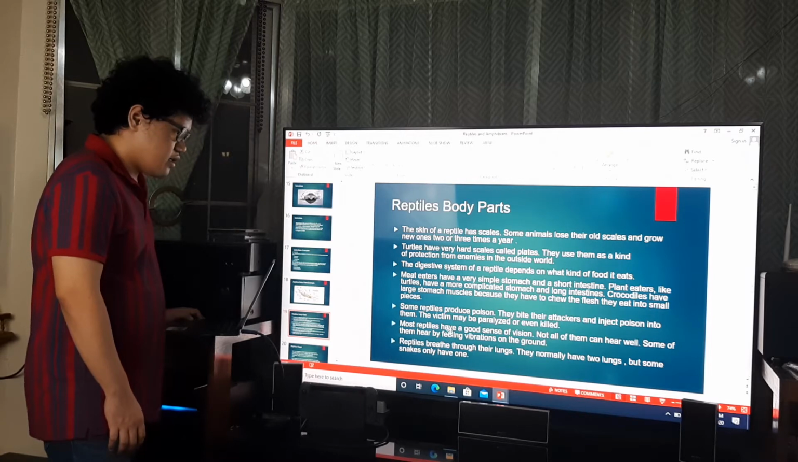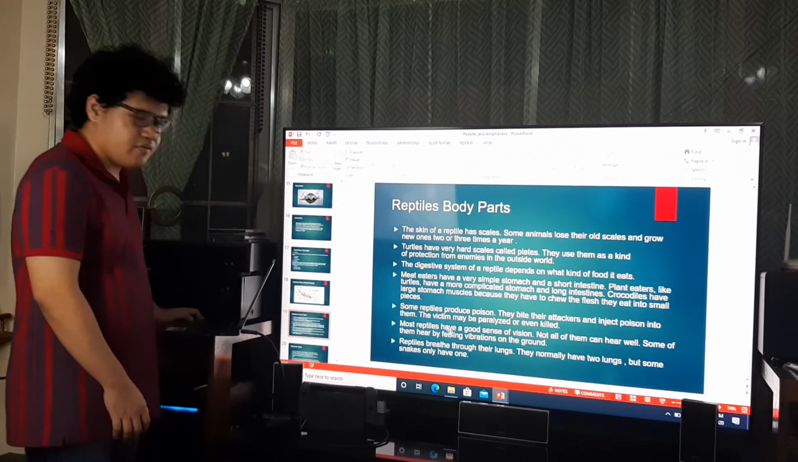Reptiles breathe through their lungs. They normally have 2 lungs, but some snakes only have 1.